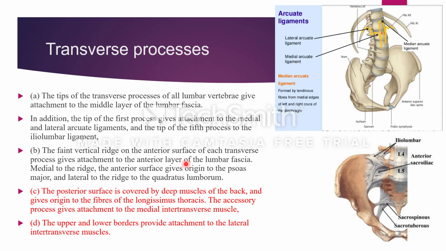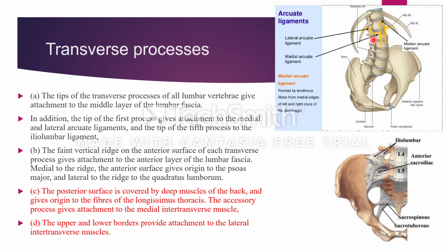Now the transverse processes. See here the transverse processes of the lumbar vertebra. The tips give attachment to the middle layer of the thoracolumbar fascia. In addition, the tip of the first process, this one is the lumbar vertebra, and this is the tip of the first process, gives attachment to the medial and the lateral arcuate ligament. See here, this is the medial arcuate ligament, and they have shown the lateral arcuate ligament also. So they are attached to the tip of the first lumbar vertebra.